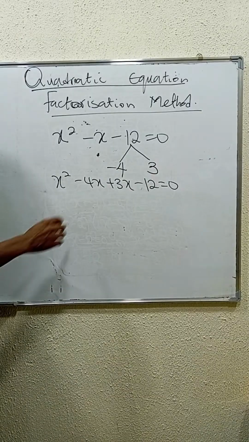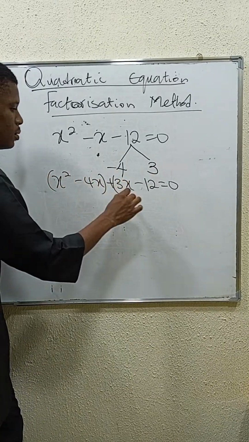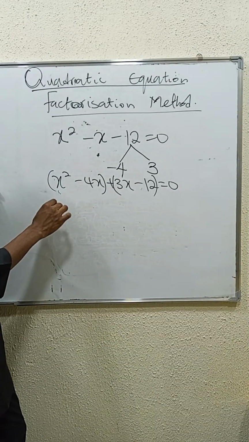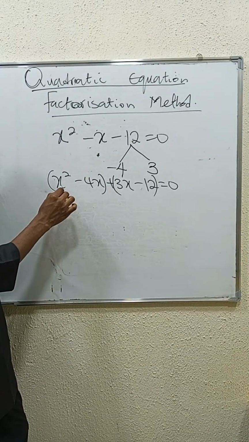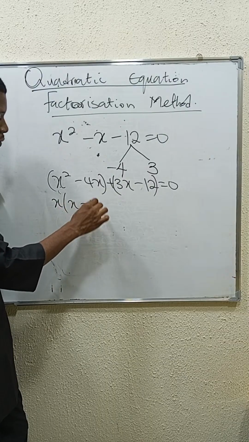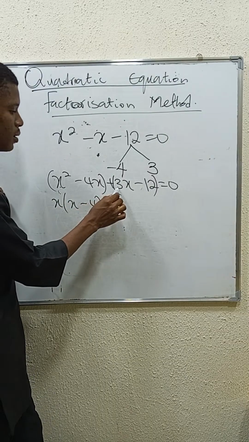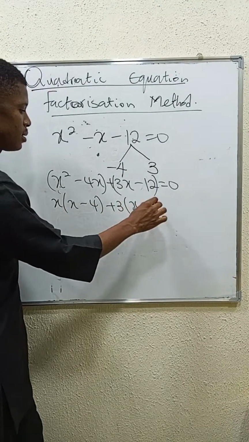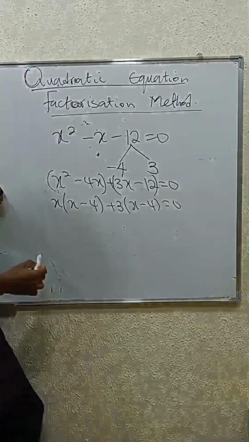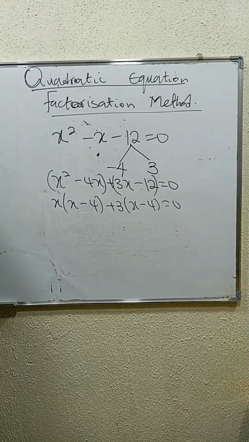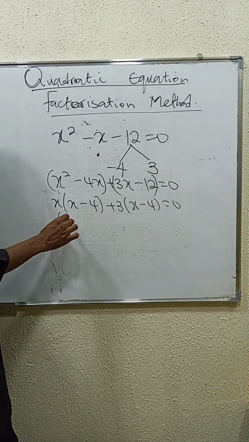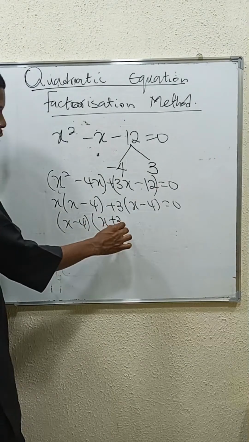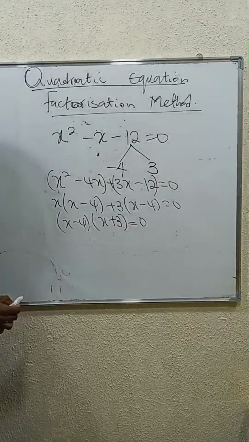Then if you agree on this, we can now group the two. We group the two. Factor the common term x. You factor x, you are left with x minus 4. Then factor the common term here, plus 3. You are left with x minus 4, and that's 0. The two brackets are now the same as usual. You can now say x minus 4 into x plus 3 is equal to 0.